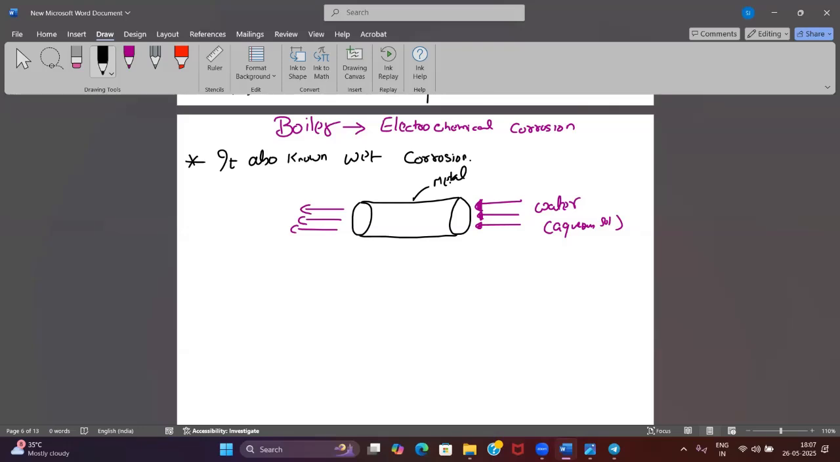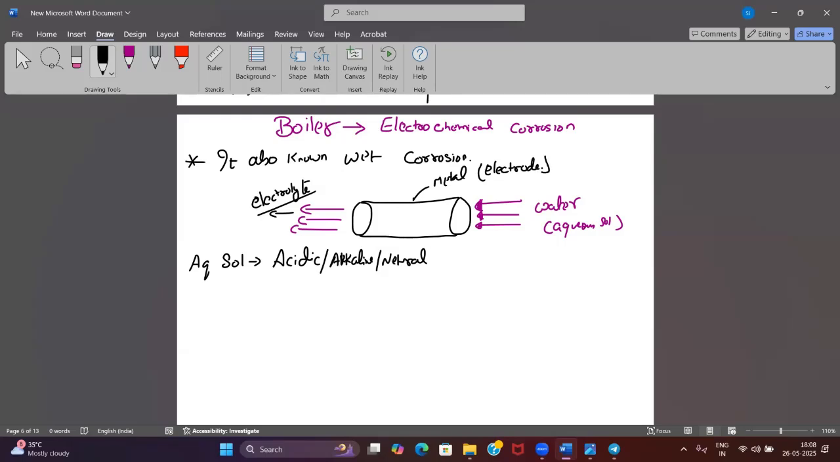Now this aqueous solution, or your water, can be acidic, it can be alkaline, or it can be neutral, isn't it? So this aqueous solution will also be known as electrolyte. In your electrochemical corrosion, water will act as electrolyte, and the metal will act as an electrode.